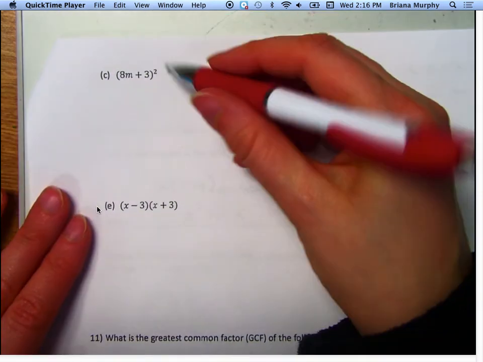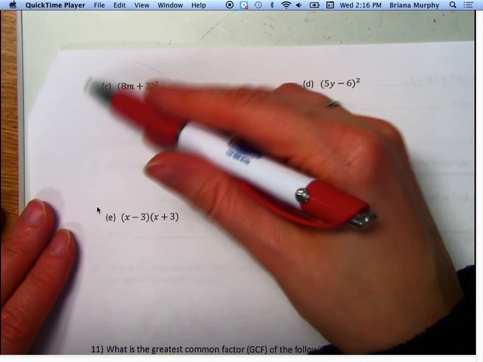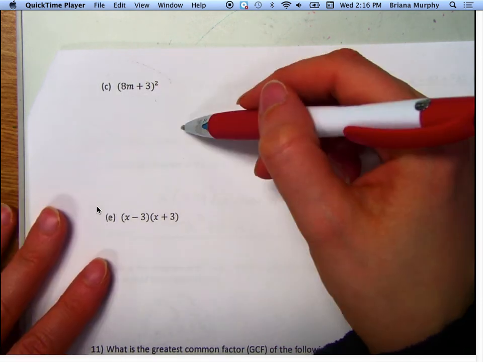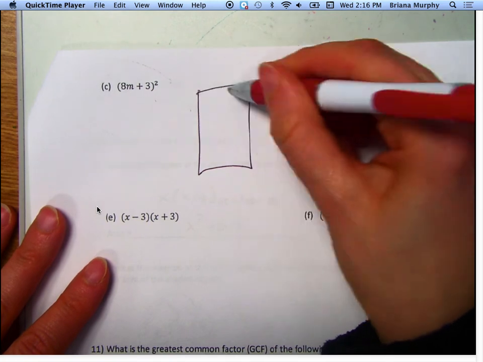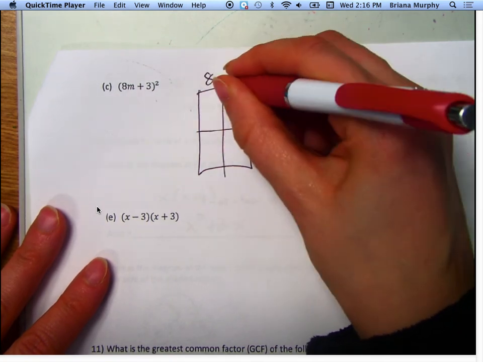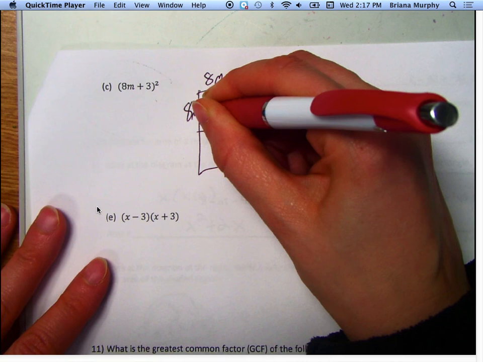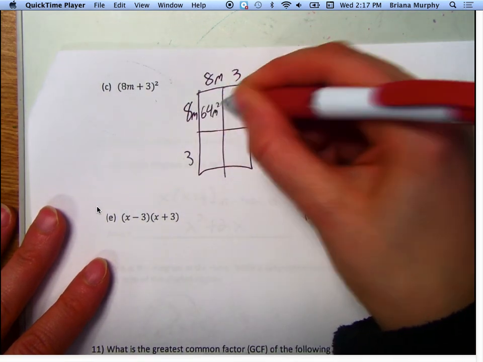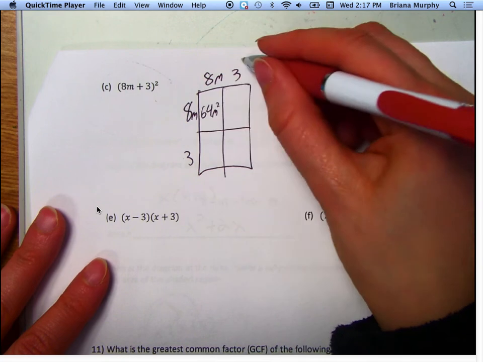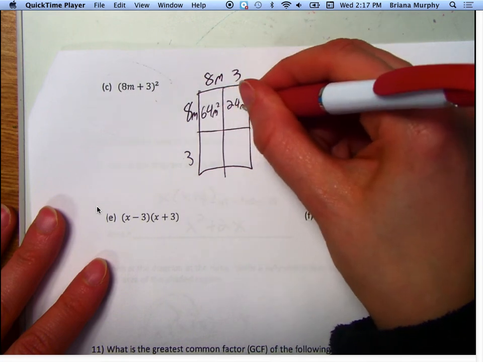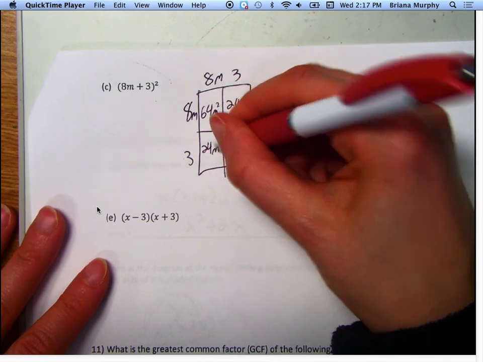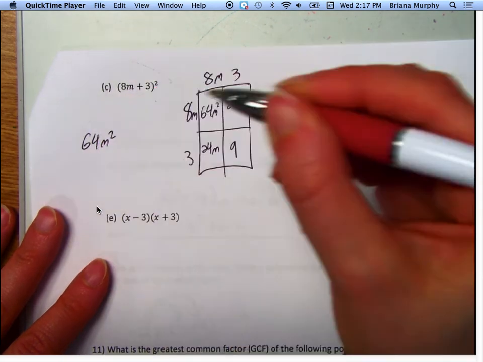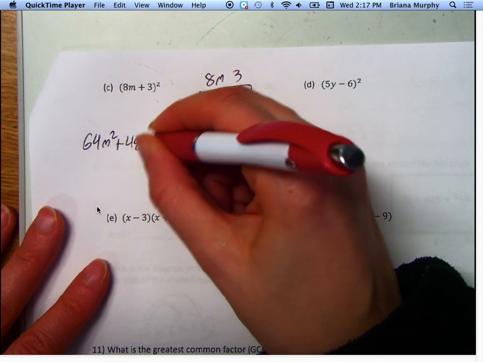Okay. I had some of you thrown by this 8m plus 3 squared. Remember, it's just 2 of them. All it means is one is 8m and 3, and the other one is 8m and 3. So you should just get 64m squared. 8 times 3 is 24m. 8 times 3 is 24m. And 3 times 3 is 9. So we should get 64m squared plus 48m plus 9.